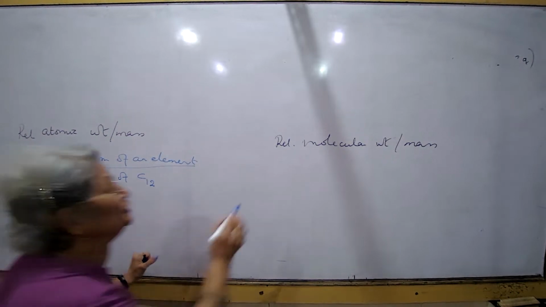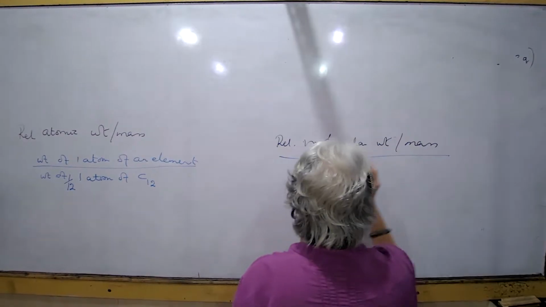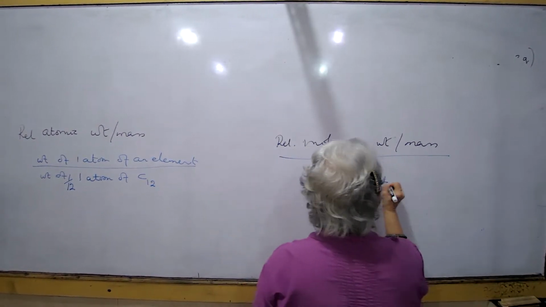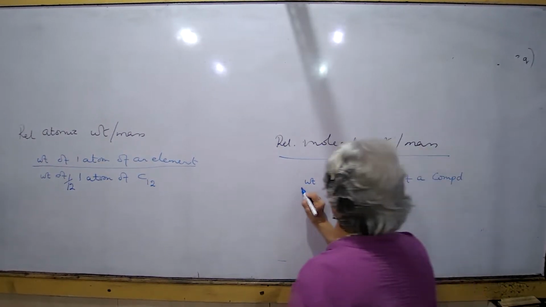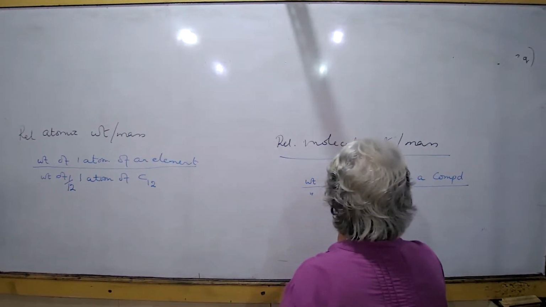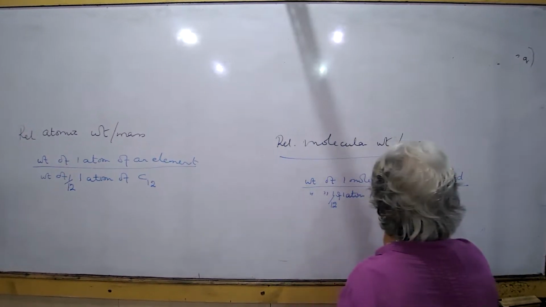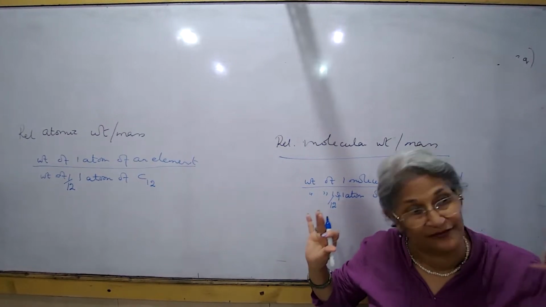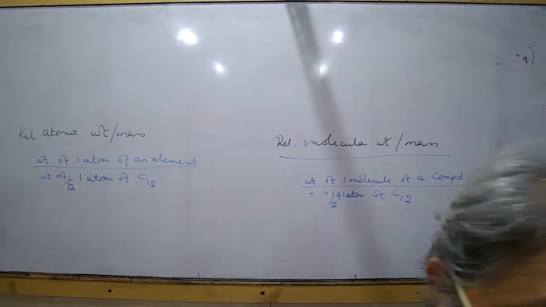Similarly, here also you have the same thing. What is relative molecular mass or weight? It is the weight of one molecule of a compound upon the weight of 1/12 of one atom of carbon C12. Is this clear? That is the molecular weight. Both of them are considered to be relative because they're comparing it to carbon C12.